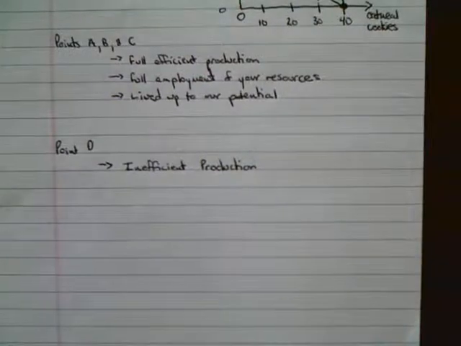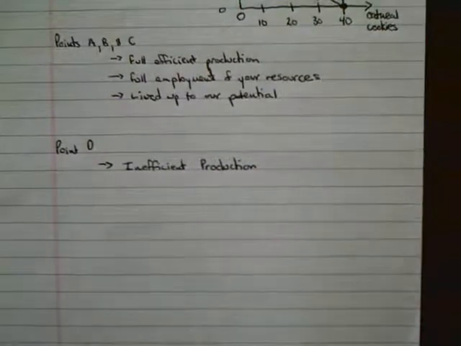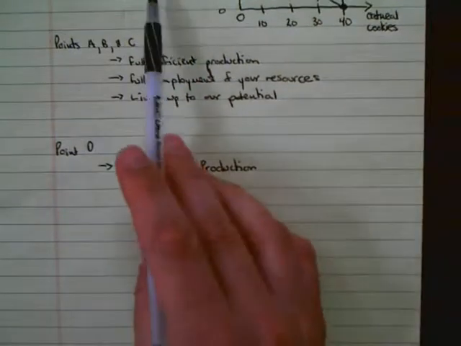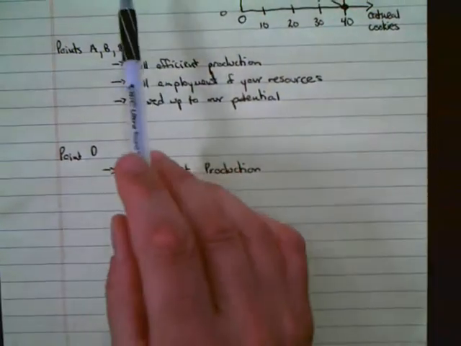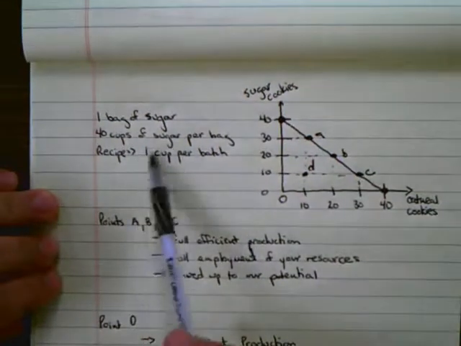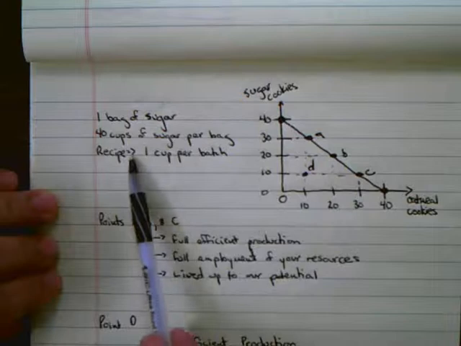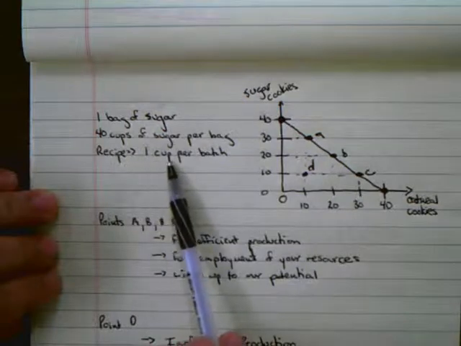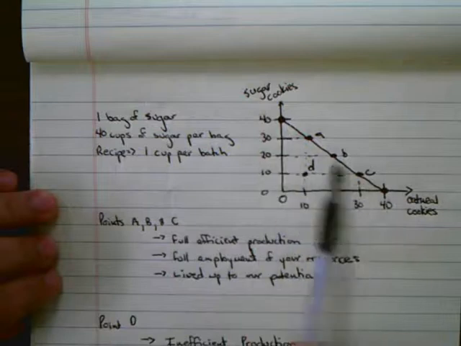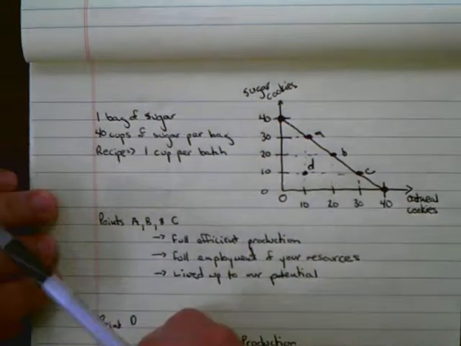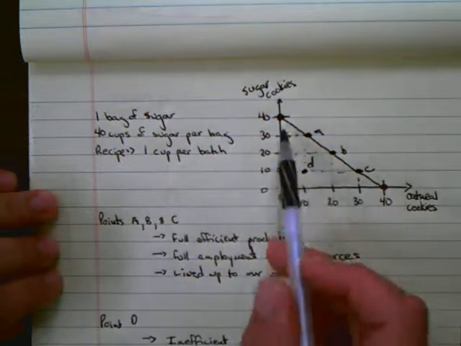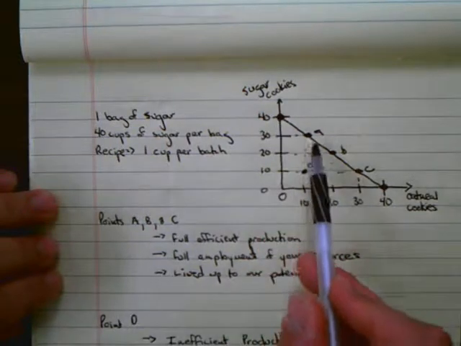Okay, students, so we just went over in the previous video segment, and you can look it up on School, how we created a production possibility frontier curve. We used the availability of our resources of 1 bag of sugar, 40 cups of sugar per bag, recipes of 1 cup of sugar per batch, and we established that we could make various different production possibilities of sugar cookies and oatmeal cookies.